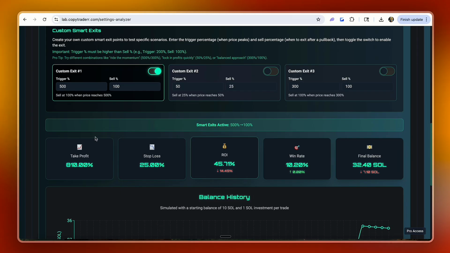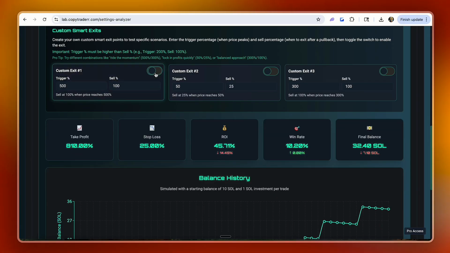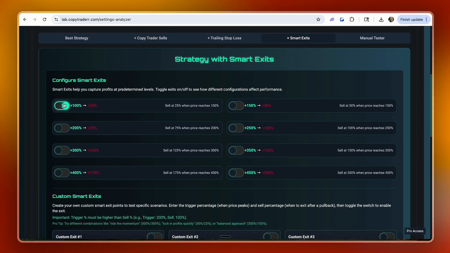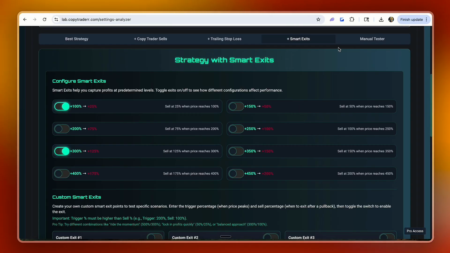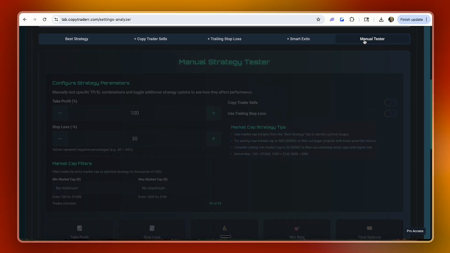That just goes to show that one of these coins must have come up to a 500% take profit, come down quite a bit, and then went up even higher. But many times, using these will allow you to make even more money. We've got some presets here that you can play with, and the results will update in real time. And last is my favorite thing, which is the manual tester.